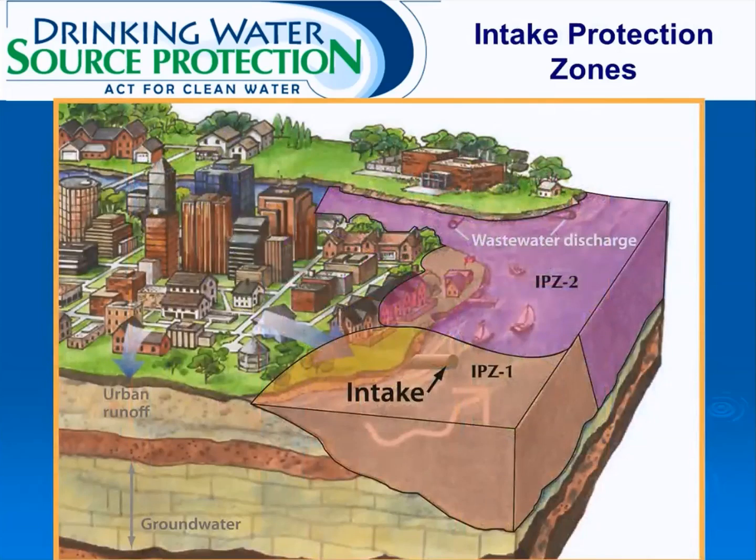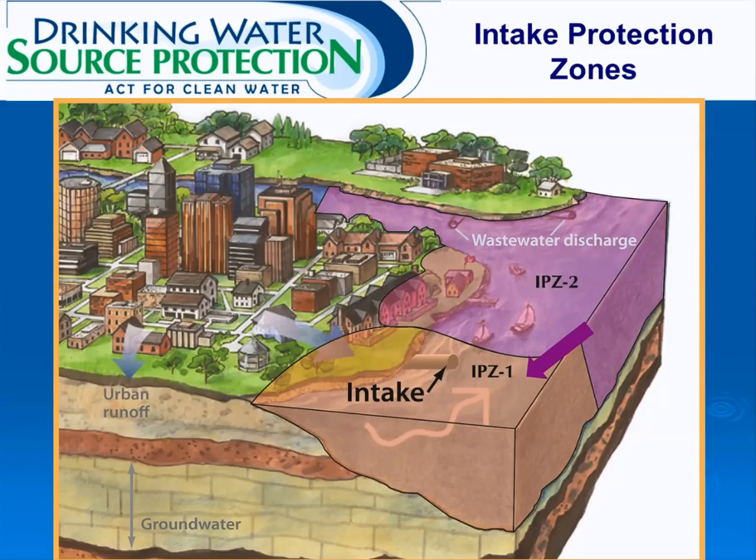An intake protection zone is an area around a municipal intake pipe that supplies water to a treatment plant. As per the Cataraqui Source Protection Plan, actions must or should be taken in the intake protection zone to protect the drinking water supply. Intake Protection Zone 1, or IPZ-1, is a set distance from the end of the intake pipe located in the lake or river.